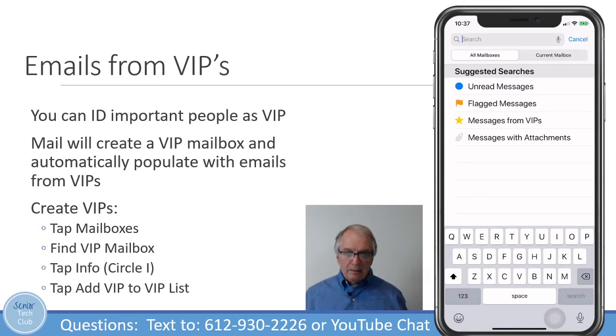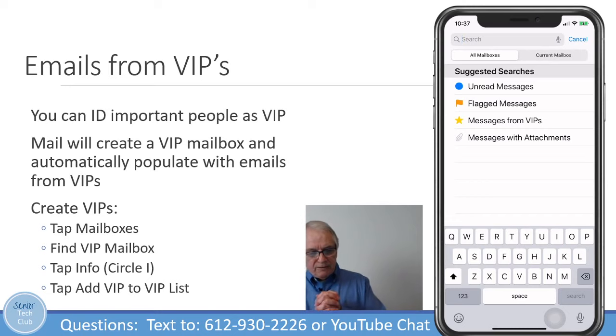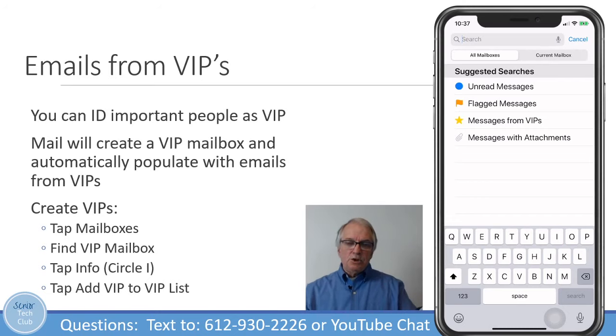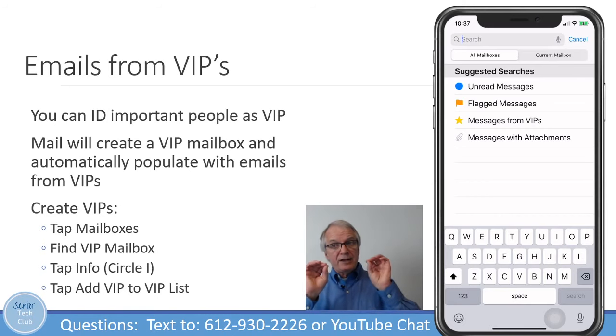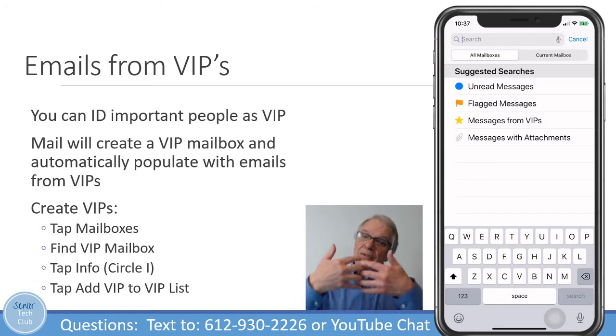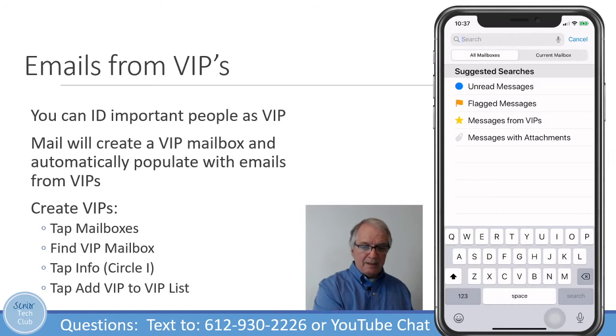So, as an example, if you have a job, you might occasionally receive emails from your boss. You might designate your boss as a VIP, and those emails from your boss would go to your VIP mailbox. In my particular case, the VIPs that I have are members of my family, so if I have family members that send me an email, those emails automatically go to that box, right?